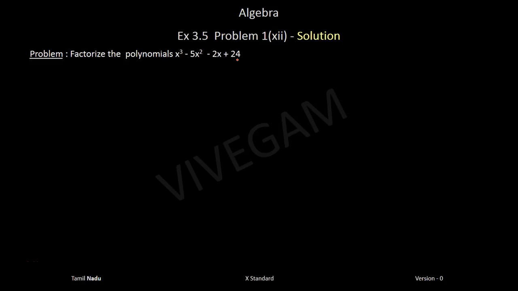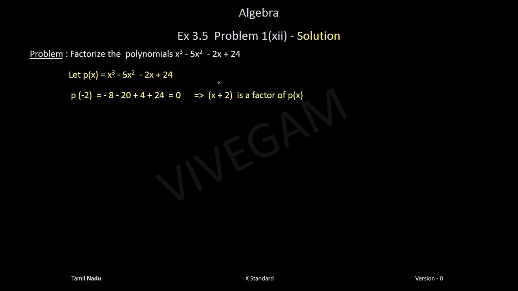Now we'll have to try p of 2, and after that we'll have to try p of minus 2, right? So let's put the polynomial here, and if you put 2 also, this will be 8. You put 2 and check it yourself and it will not be 0, right?